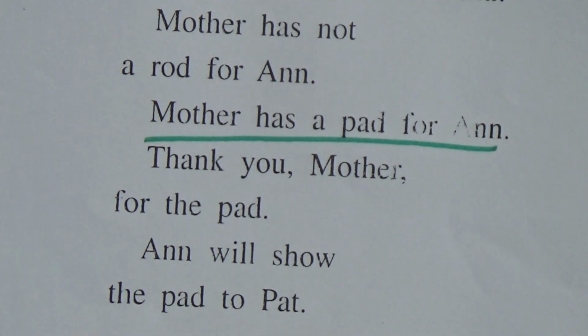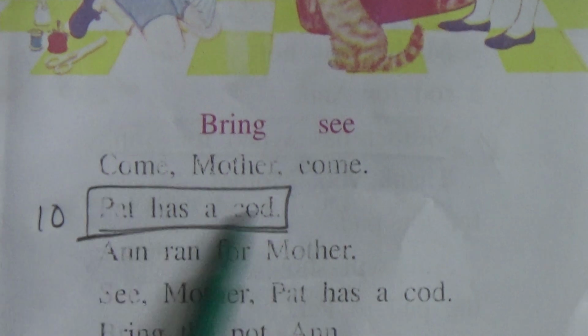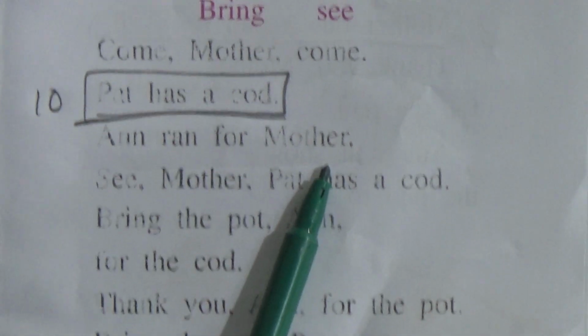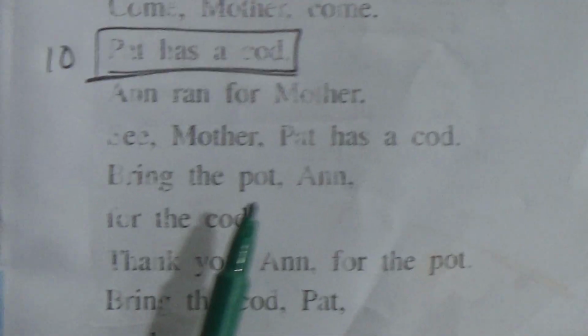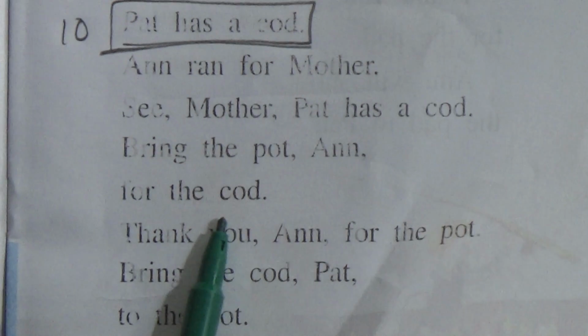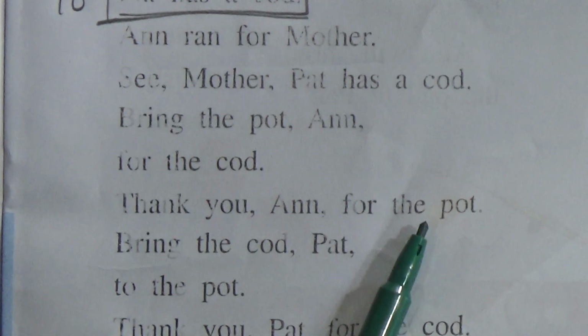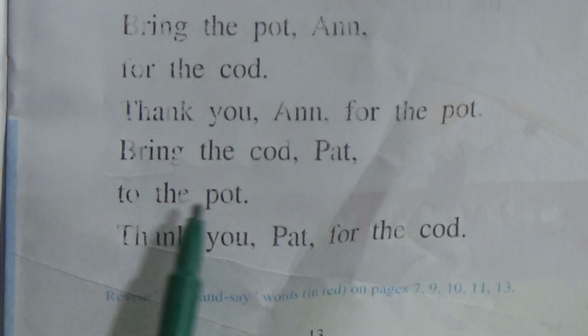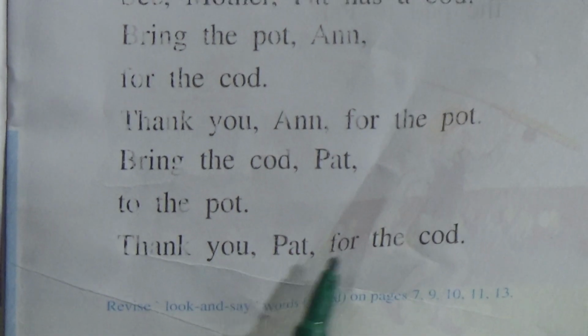Okay, let's read again for the last time. The name of the poem is Bring C. Come, Mother, come. Pet has a cod and ran for Mother. See, Mother, Pet has a cod. Bring the pot and for the cod. Thank you, Anne, for the pot. Bring the cod, Pet, to the pot. Thank you, Pet, for the cod.